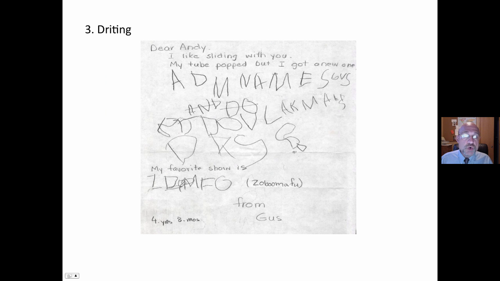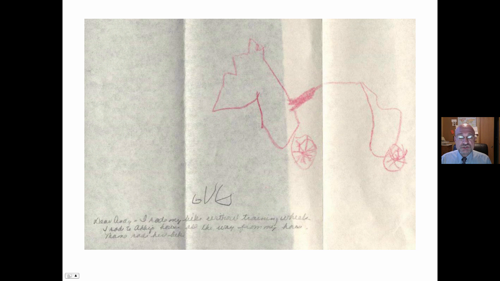Driting, which is drawing and writing together. Here's beginning writing. You can't make out what it says, but then an adult came by and said, "Gus, what does your story say?" And she writes down what he said. Here is driting again. "Dear Andy, I rode my bike without training wheels. I rode to Abby's house." Again, that is a letter.